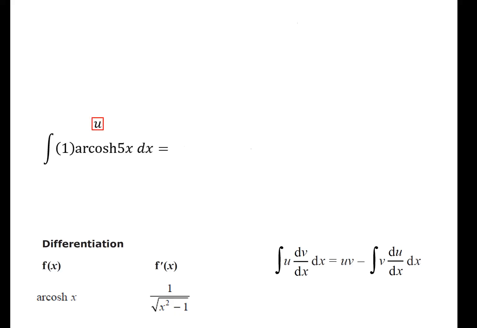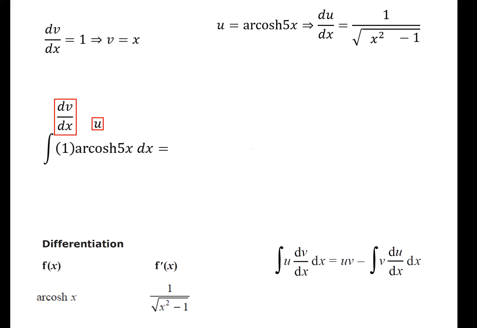So the u is the arcosh 5x, and I say that 1 is the dv over dx, and we need v, of course. So if dv over dx is 1, then v is equal to x. And if u is arcosh 5x, we've got to differentiate that. Arcosh differentiated is 1 over the square root of x squared minus 1, but it's 5x, of course, so we need to change the x into a 5x. And then, because of the chain rule, we need to multiply by the 5x differentiated, so I multiply by 5. So we've actually got 5 over the square root of 25x squared minus 1.